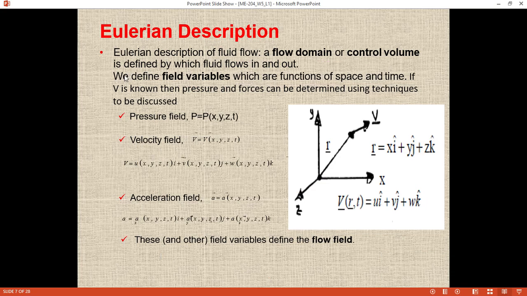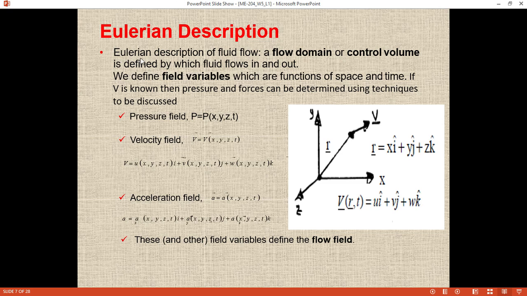Now, the Eulerian description. What is the Eulerian description? In the Eulerian description, we describe the velocity, acceleration, and the fluid properties, such as pressure and force, as a function of space and time.